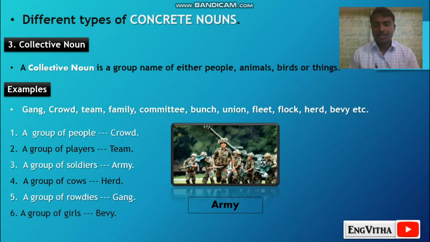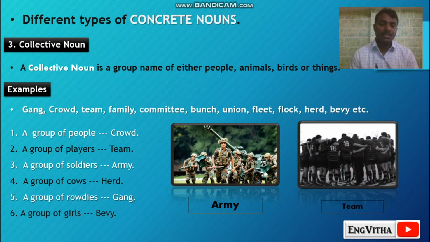If you see this picture, you can find a group of soldiers. That group of soldiers has another name, army. By hearing the word army, you can imagine that there is a group of soldiers over there. So here army represents the whole number of soldiers. Then the word army is the collective noun here.